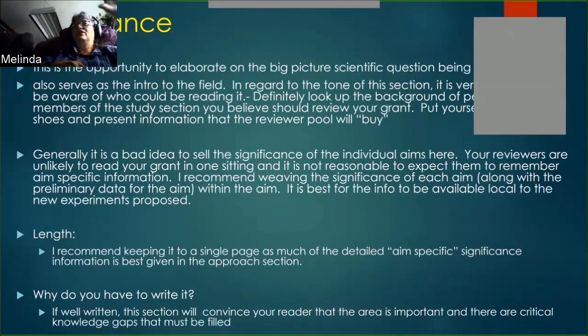So that's why I tend to use the significance for the big picture question, big picture literature, laying out the major knowledge gap that you're proposing to fill. And then the stuff that really justifies this experimental approach or why you're using a particular analytical technique, I put into the actual approach section so that the reviewer's not having to do mental gymnastics remembering what you wrote.